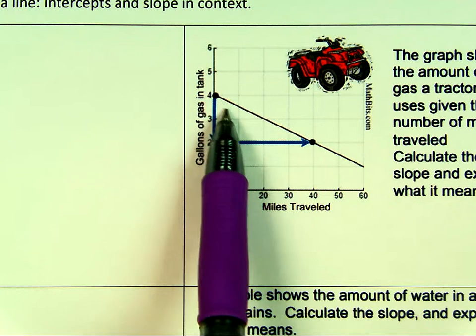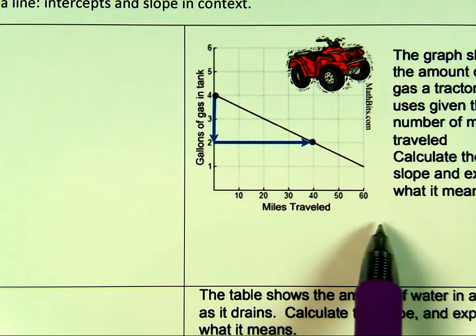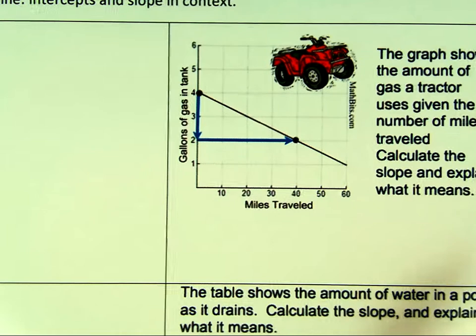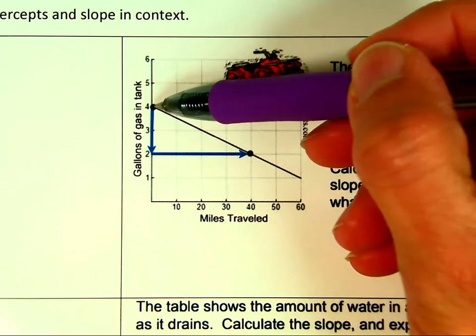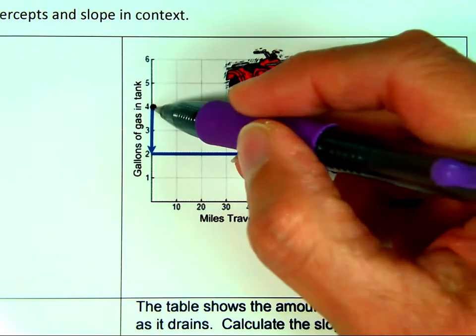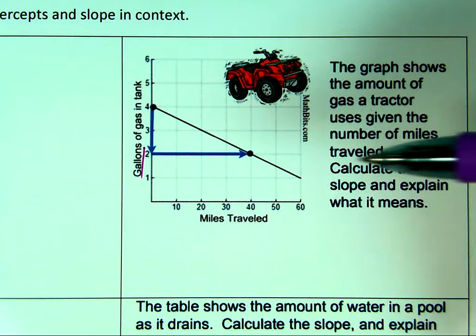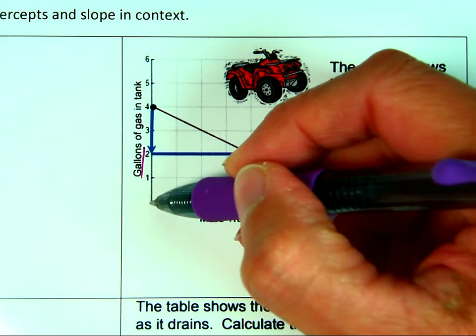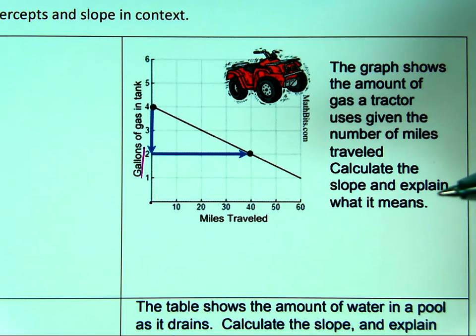So that's why we have a negative slope, because the gas in the tank will be going down the farther we travel. So we want to know what the slope means in the context of the problem and what the y-intercept and the x-intercept would mean in the context of the problem. So when we look at the y-axis, it says 4. And so we don't know what 4 means unless we look right here. It says gallons in the tank. So when we haven't even gone anywhere, when we're at 0 miles, there are 4 gallons in the tank.